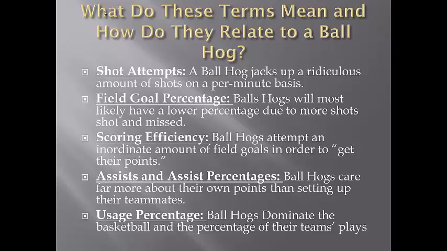For shot attempts, a ball hog jacks up a ridiculous amount of shots on a per minute basis. They want to do that to get their numbers. Field goal percentage, ball hogs will most likely have a lower percentage due to more shots shot and missed. Scoring efficiency, a ball hog attempts an inordinate amount of shots, field goals rather, in order to get their points. Assist and assist percentages, ball hogs care far more about their own points than setting up their teammates. Usage percentage, ball hogs dominate the basketball and the percentage of their team's plays.